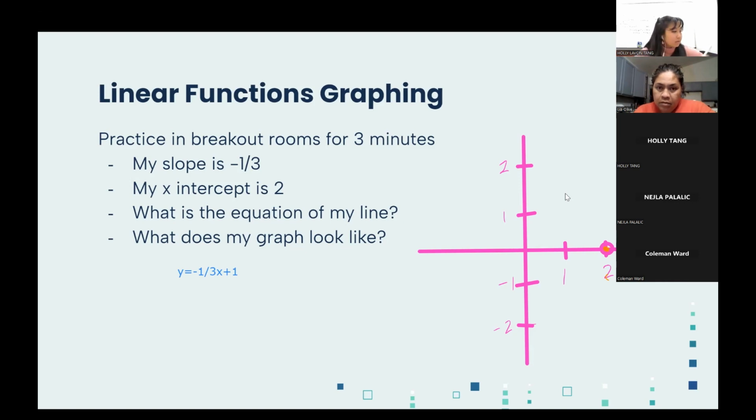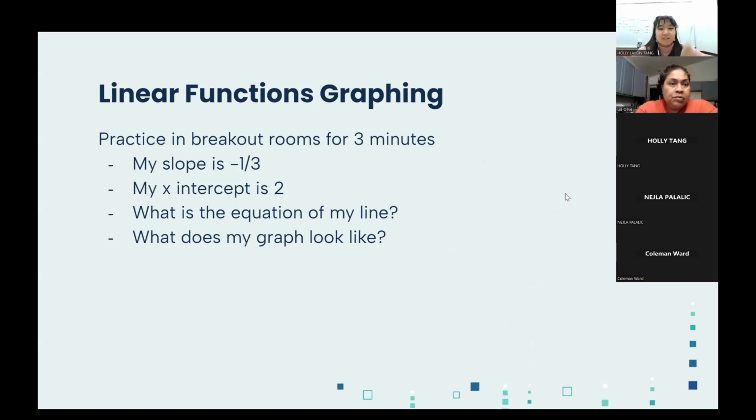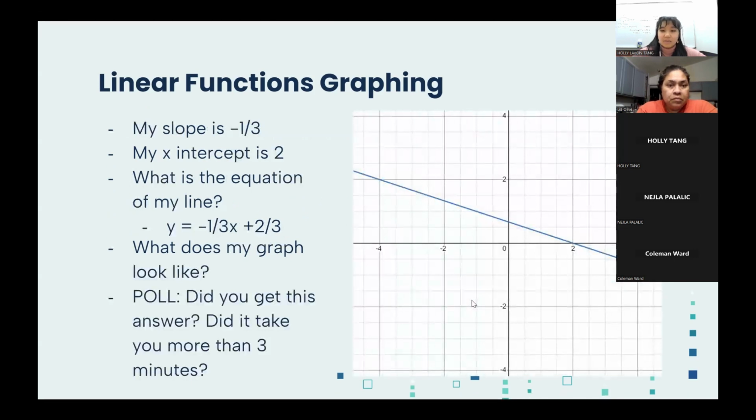All right, so just for the sake of time, I'm gonna go ahead and show you guys the next slide. Oh, sorry, I just clicked off of it, but this is what it should look like. The intercept for y is actually at 2/3. So when you, sorry, 3/2, I believe. So this is what your graph looks like. Did you guys feel like 3 minutes was enough? Was it not enough time?